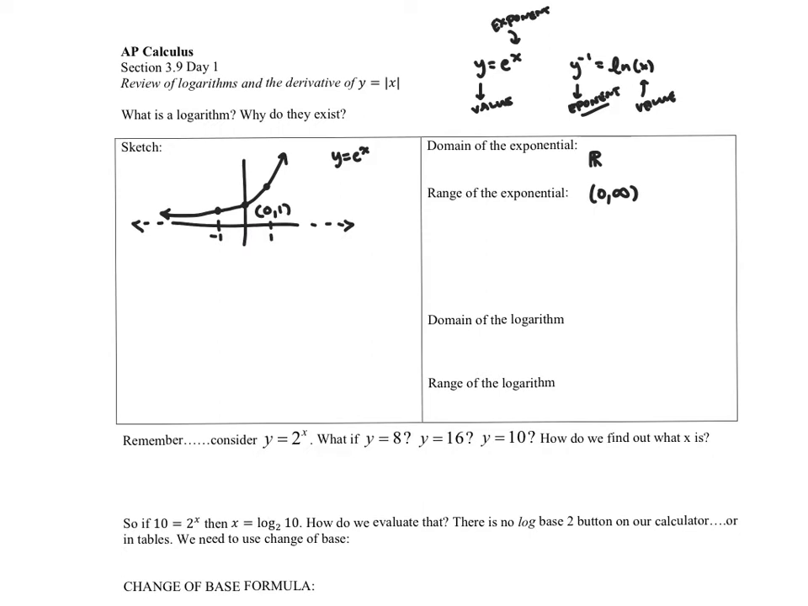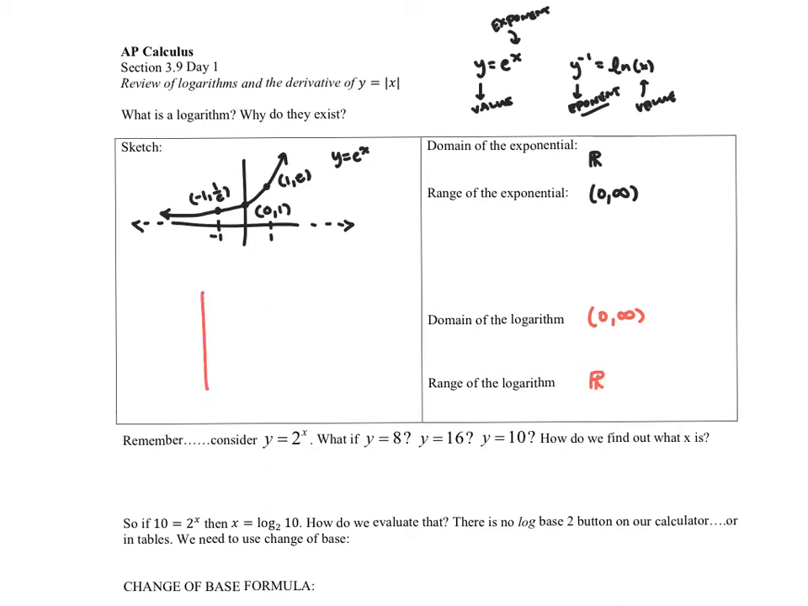This would be the point (1, e). This would be the point (-1, 1/e). Okay, so you can see the domain is all real numbers. You can see the range, 0 to infinity. So how do the domain and range of an exponential relate to the domain and range of its inverse, its logarithm? The domain of the logarithm will be 0 to infinity, and the range of the log will be all reals.